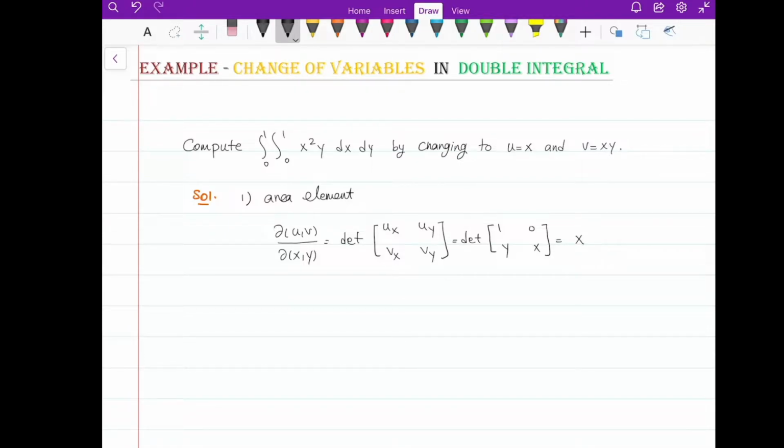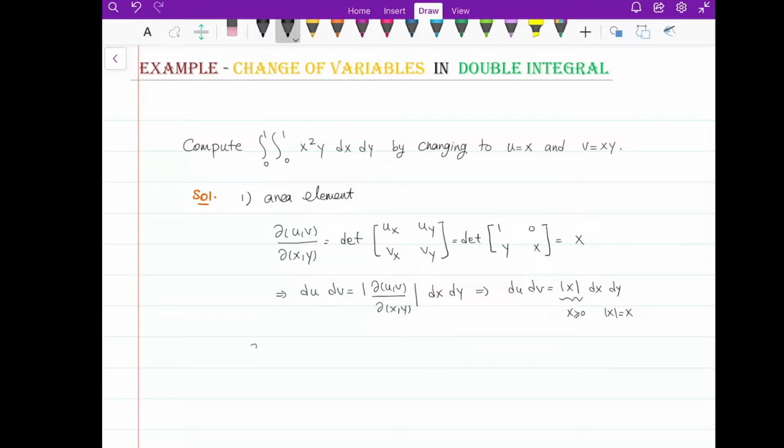And so I'm going to say that du dv is the absolute value of the Jacobian of u and v with respect to x and y, times dx dy. So du dv is equal to the absolute value of x dx dy. But since the bounds for x are from 0 to 1, I can remove the absolute value, because x is positive, so this would be equal to just x. So the absolute value of x is just x.